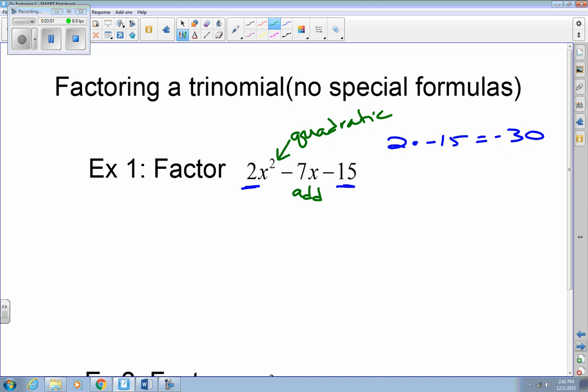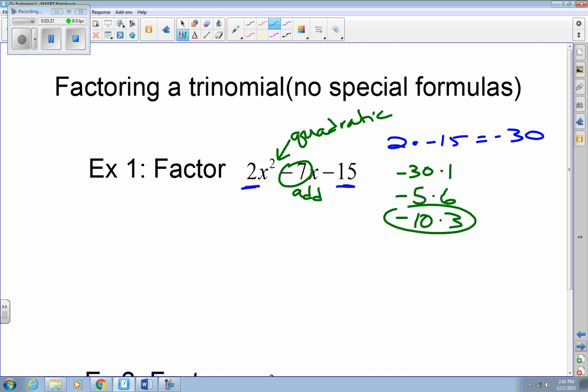So you think about negative 30 and 1. Note that adds up to negative 29. Negative 5 and 6. That adds up to 1. So no, we needed to add to negative 7. So negative 10 and 3. That'll add up to negative 7.